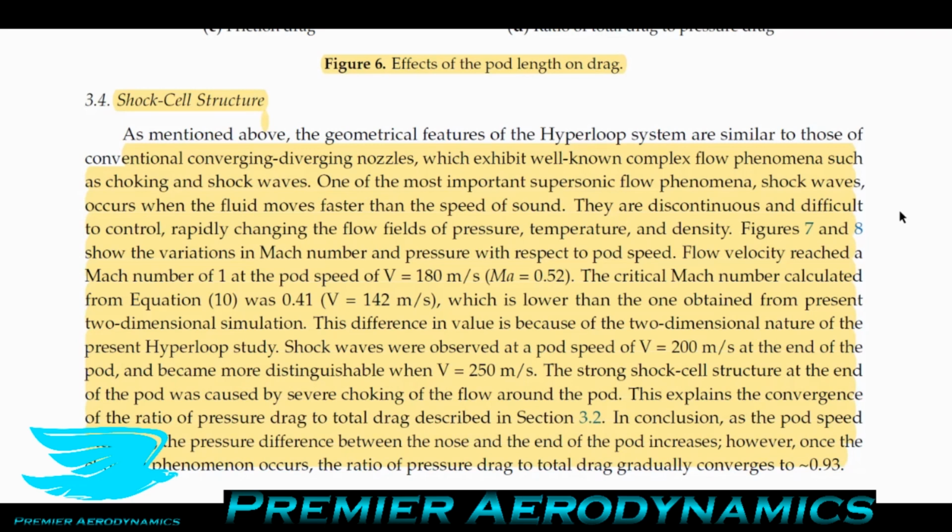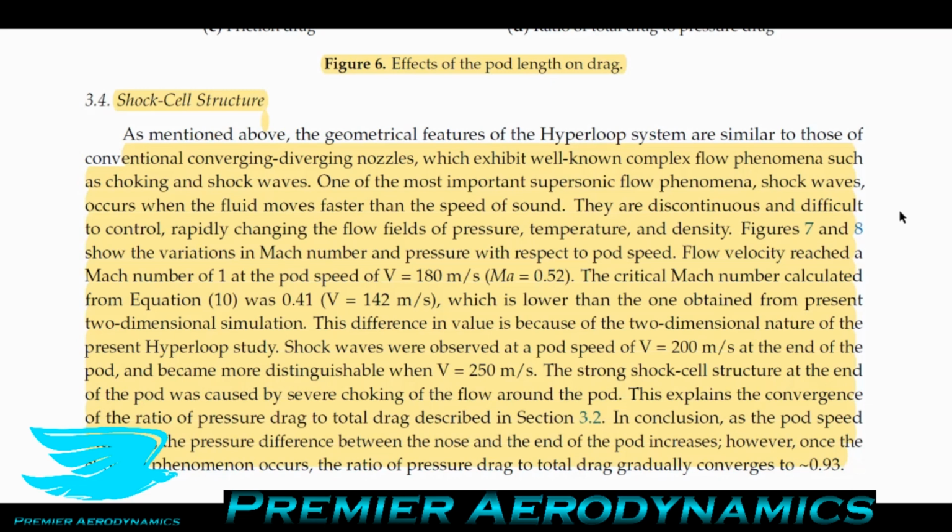One of the most important supersonic flow phenomena, shock waves, occurs when the fluid moves faster than the speed of sound. So in other words, something that seems by conventional standards theoretically impossible, because the speed of sound indicates that's how fast the fluid can move, but it can move faster than that. They are discontinuous and difficult to control, these shock waves, rapidly changing the flow fields of pressure, temperature, and density.